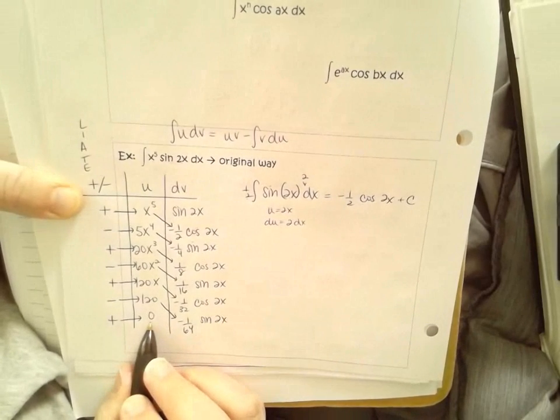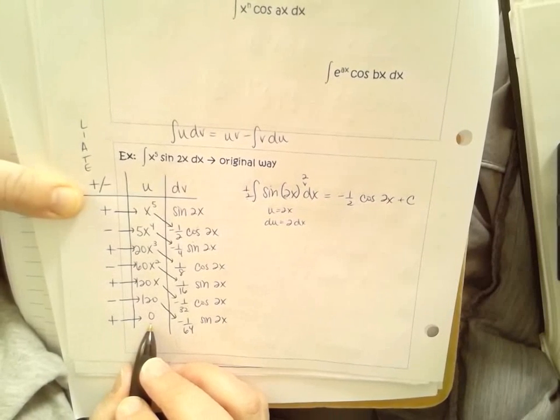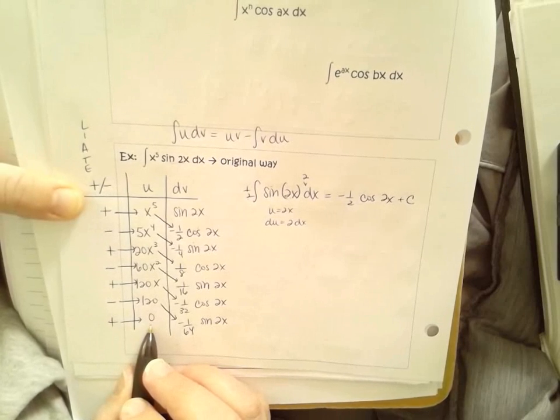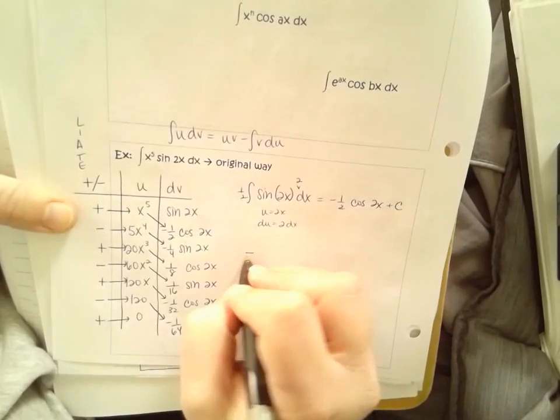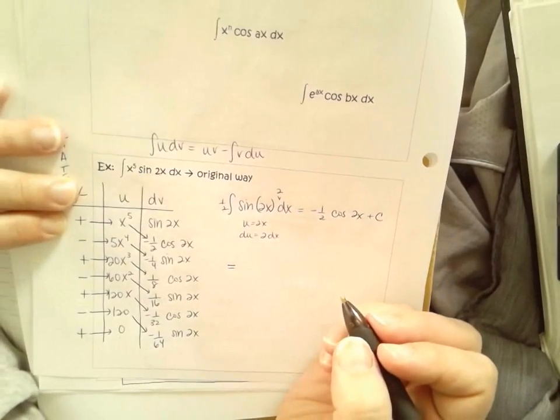Now what happens when I get to 0? Well, I'm not going to integrate anymore because that 0 is actually going to be represented with your plus c at the very end of the problem. Okay? Here's what the final answer looks like, and I apologize, it's going to take a couple rows.